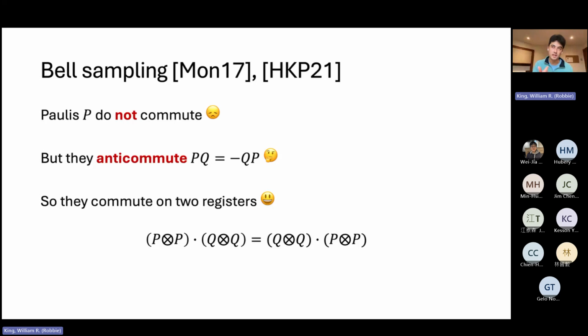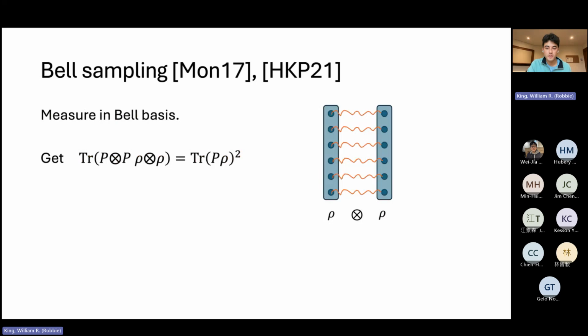If I braid two Paulis, I either get a plus sign or a minus sign in the case that they don't commute. So what this means is that if I have two Paulis, P and Q, then the operator on two registers, P tensor P, always commutes with Q tensor Q, because I braid the first two and I get a minus sign, and this cancels with the minus sign from the second one. Another way to say this is just, X tensor X commutes with Z tensor Z. So this is kind of interesting.